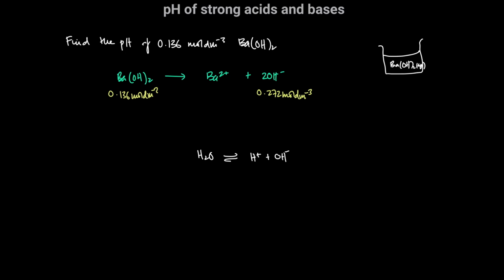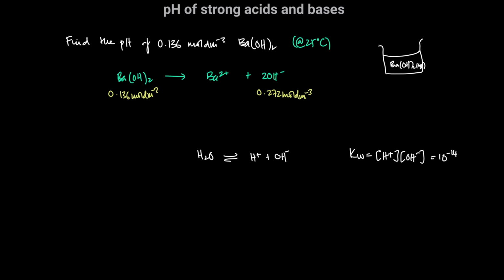Now we know the concentration of OH minus ions. We want to find the concentration of H plus ions. We want to find the pH. And we're going to assume that the temperature is 25 degrees Celsius. At that temperature, we know that the Kw, which is the concentration of H plus times the concentration of OH minus, is equal to 10 to the power of negative 14.